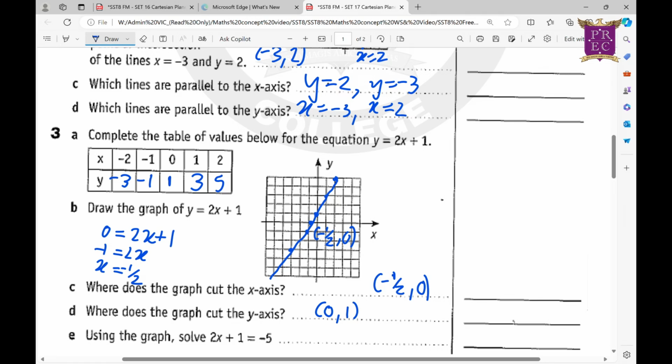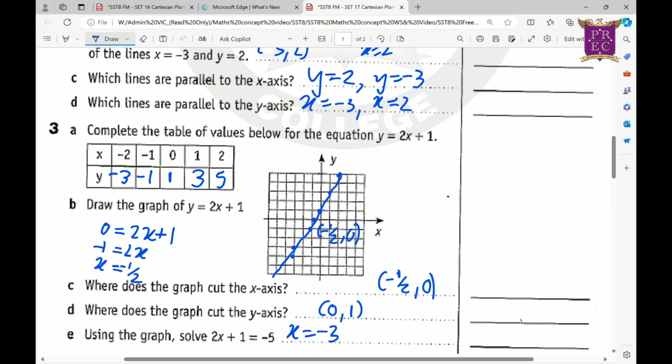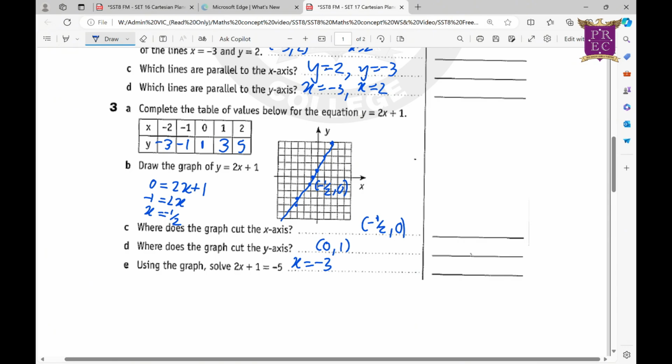Let's see where it is. 1, 2, 3. I think around here. I think it's at -3. Okay, we can do it algebraically as well, because if the graph is a bit unclear, we can do it algebraically just to double check if it's at -3.